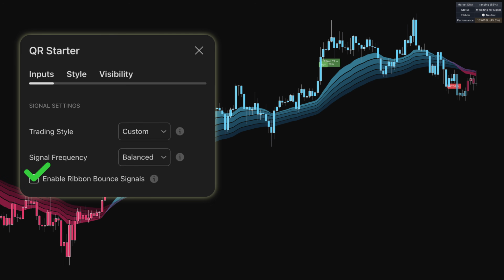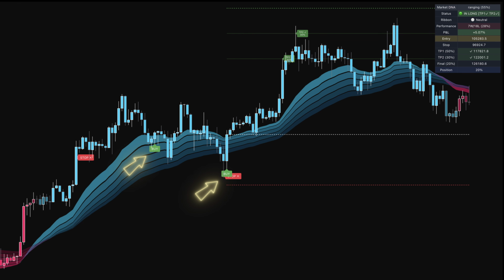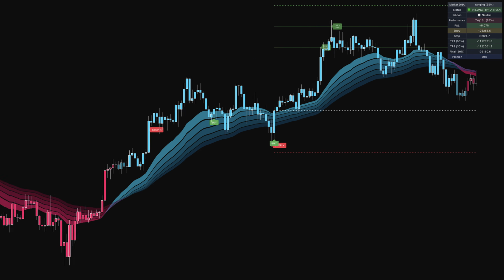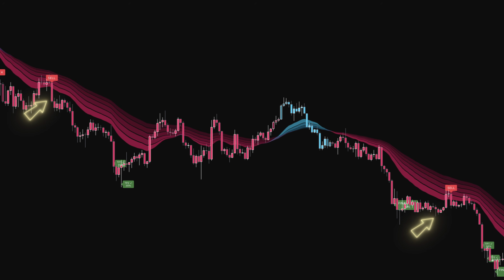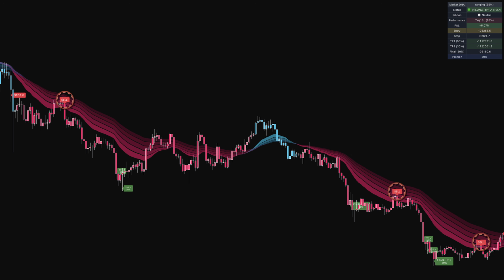There's also ribbon bounce signals. Enable this, and the indicator looks for pullbacks to the ribbon followed by a bounce. Price dips into the ribbon, then crosses back above in a bullish trend. That's a long entry. In a bearish trend, price pushes above the ribbon, then crosses back below. That's a short entry. The indicator performs best in trending markets, and bounce signals help you time entries within those trends.